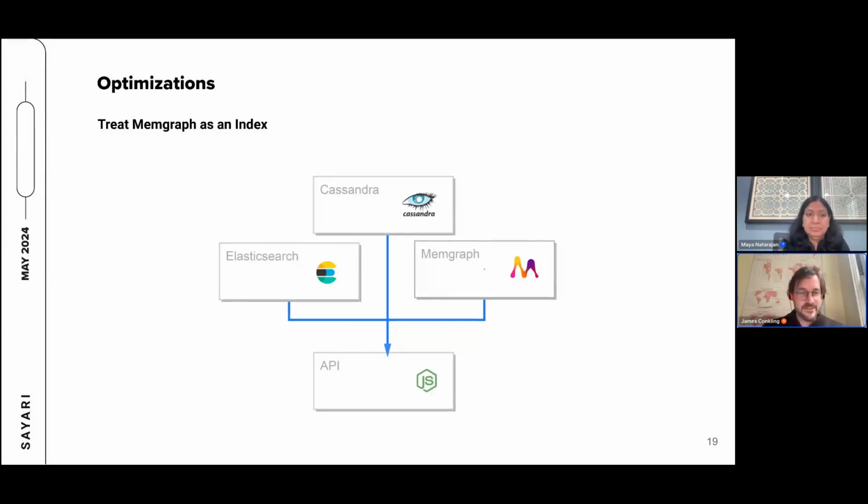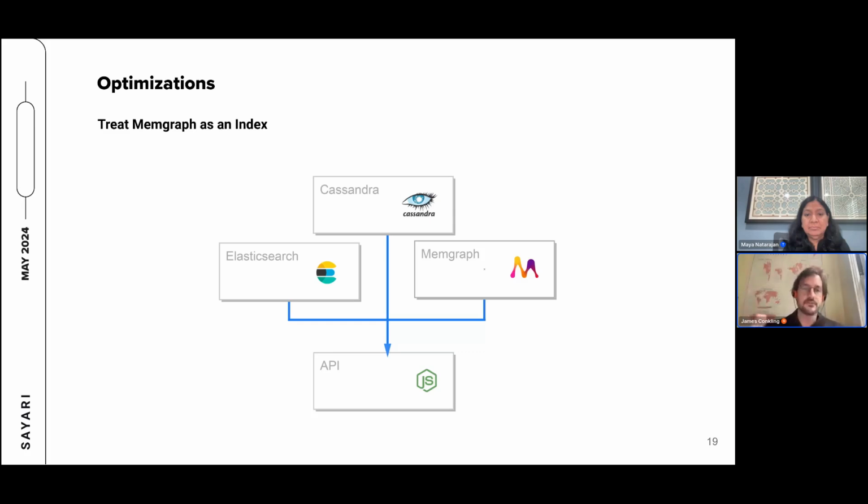Okay, I'm going to have to speed myself up here. The other optimization is basically to treat Memgraph as an index. What this really means for us is we don't store everything in Memgraph, in the same way that we don't need to store everything in Elasticsearch. We need to support full text search over our data, so we store some of our data in Elasticsearch. And similarly, we need to support complex deep queries, and we store all of that information in Memgraph.